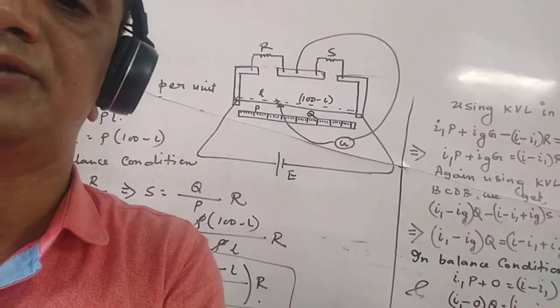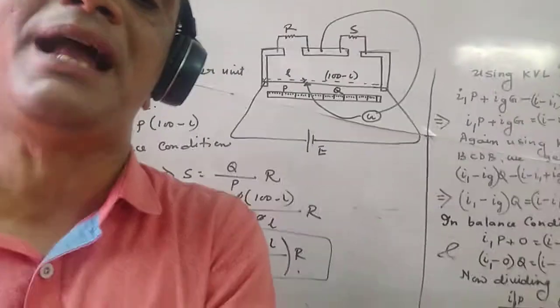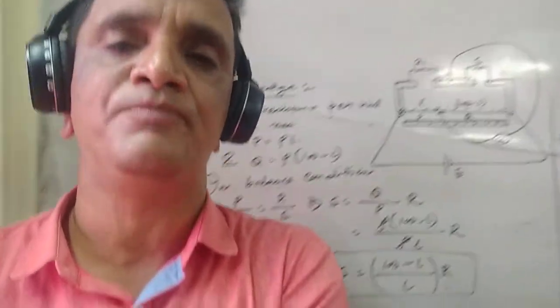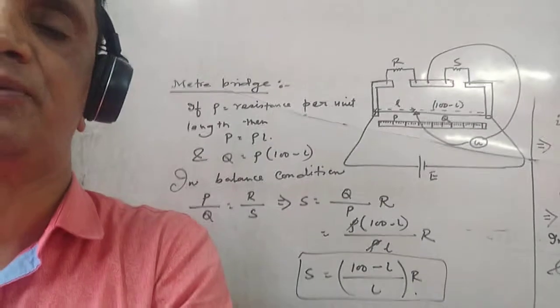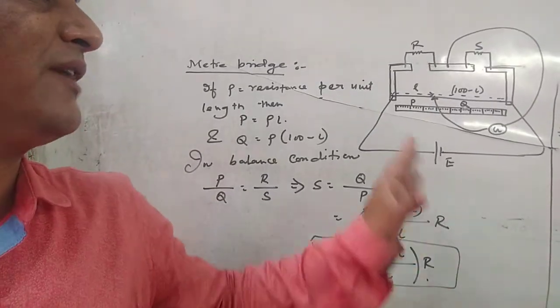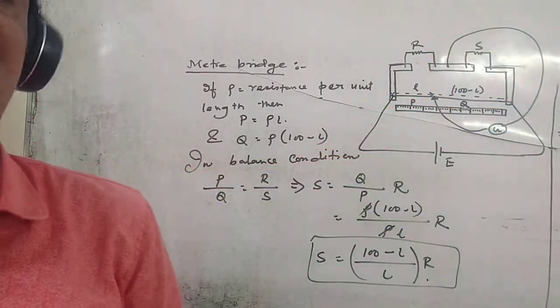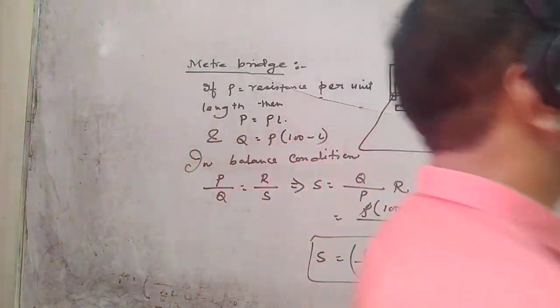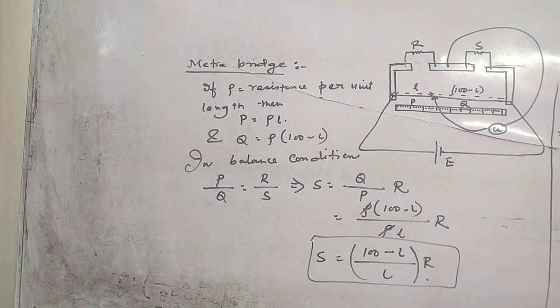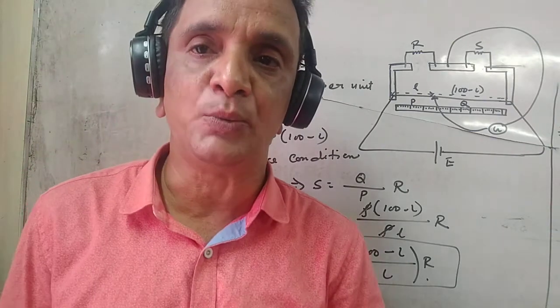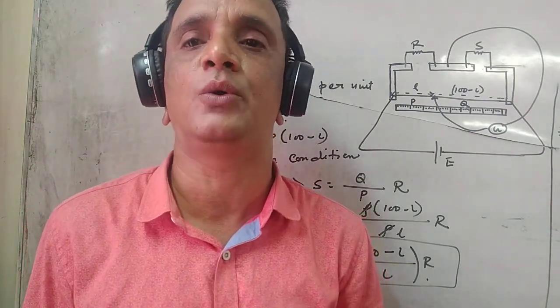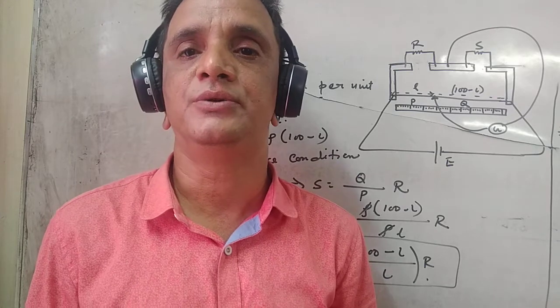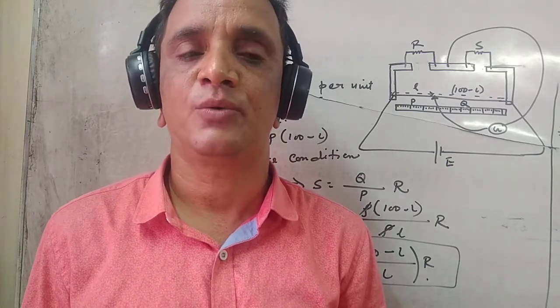Meter bridge is an instrument where we are applying Kirchhoff's voltage law, and we can find out the value of unknown resistance. We are using the Wheatstone Bridge principle in a meter bridge, and we can find out the value of unknown resistance. That is the use of Kirchhoff's voltage law and Wheatstone Bridge principle.